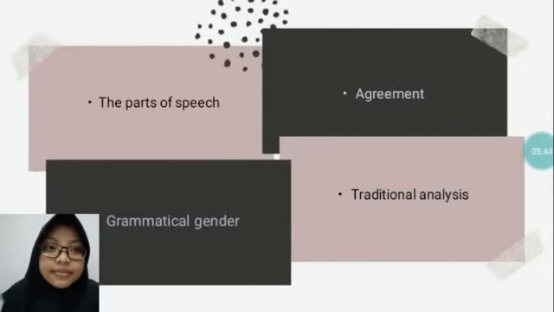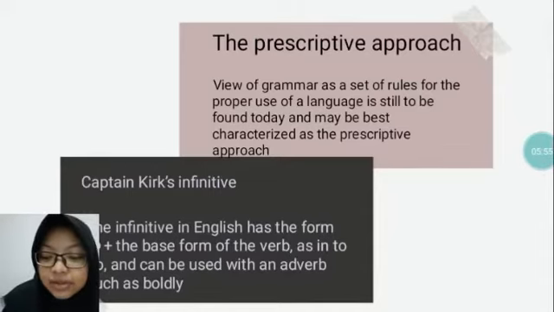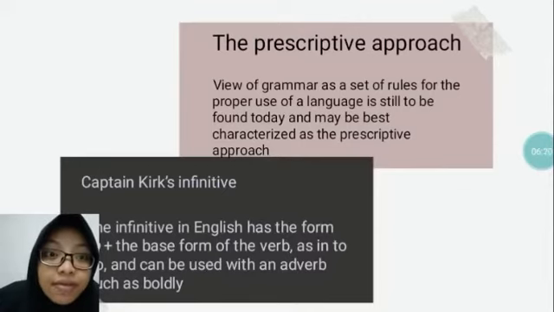Okay, next, the prescriptive approach. Another thing to go on was the claim that the structure of English sentences should be like the structure of sentences in Latin. This view of grammar as a set of rules for the proper use of the language is still to be found today and may be best characterized as the prescriptive approach.